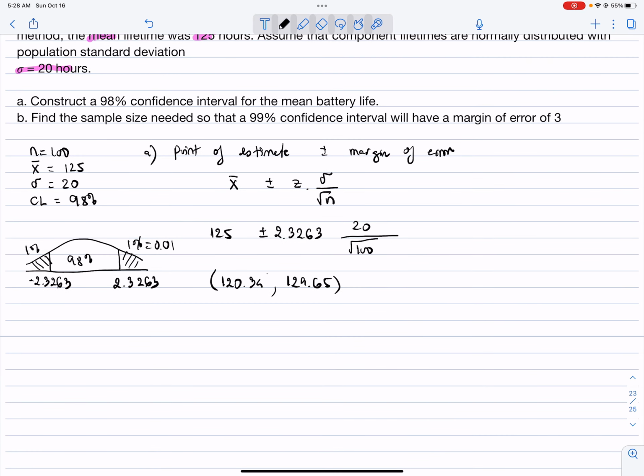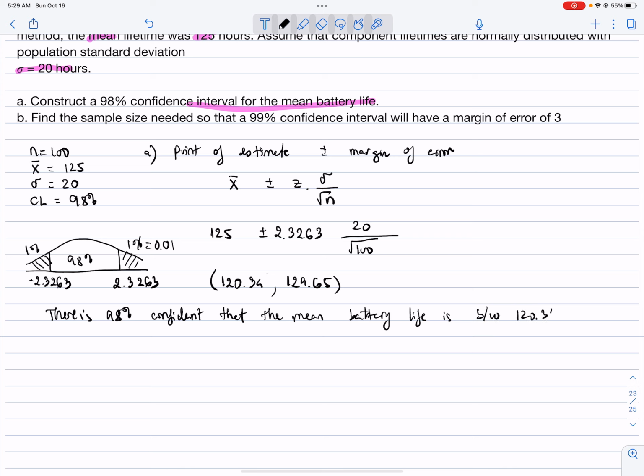So we write down the conclusion: there is 98% confidence that the mean, so look at the question, so we copy the question, the mean battery life is between 120.34 and 129.65.